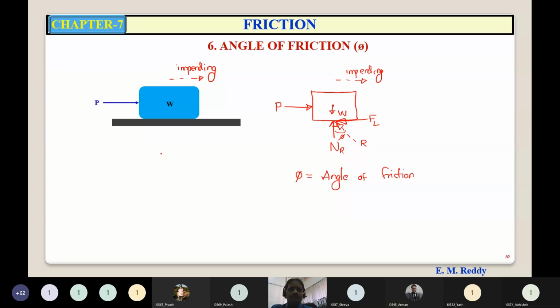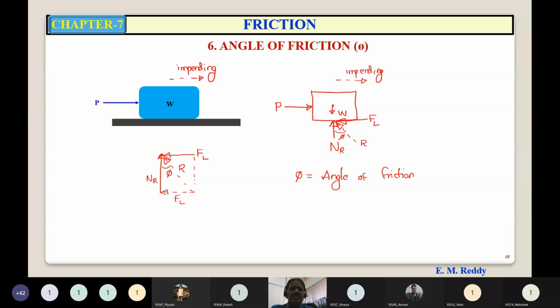Suppose, this is the normal reaction. You have limiting friction. This is the resultant of these two. So this side indicates the limiting friction. We are saying the angle made by this resultant with the normal is the angle of friction.